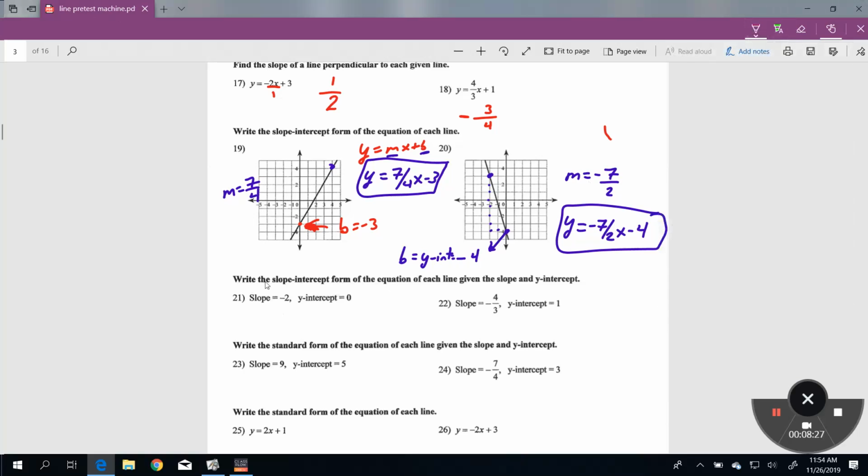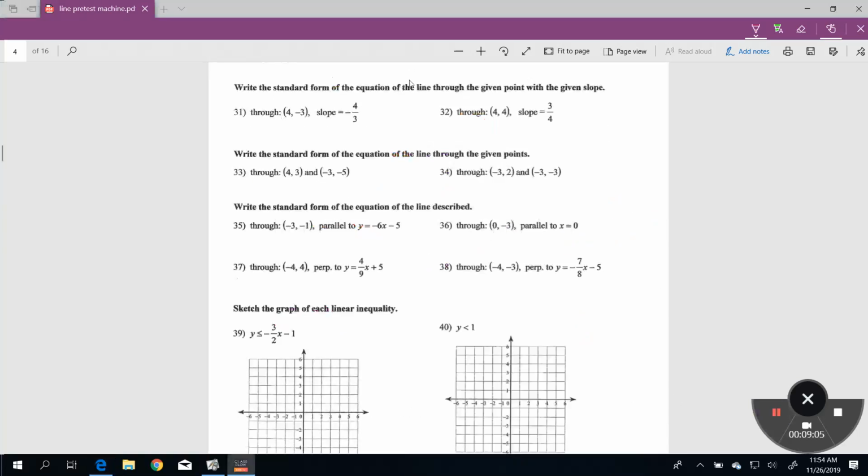So on the next one, write the slope-intercept form of the equation of each line. So it's the same thing, just not in picture form. This is m, this is b. Y equals -2x plus 0. We don't really need the 0. This one, y equals, that's the m, that's the b. Y equals -4/3 x plus 1. I told you not to worry about the standard form, so we aren't going to worry about that.